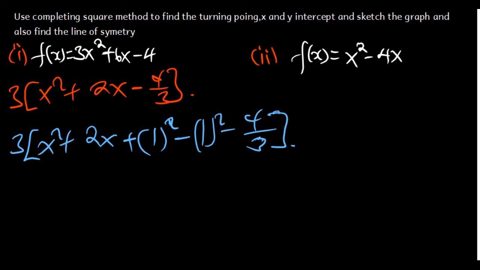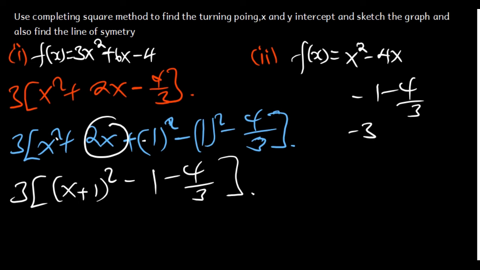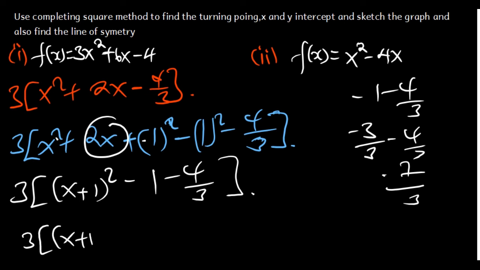Now from here, I know that I'm supposed to ignore this. I'm going to get this part and this part only. So I'm going to have 3 times x plus 1 squared, minus 1 squared is 1, minus 4 over 3. This is what we have. Now if we have negative 1 minus 4 over 3, it's the same as negative 3 over 3 minus 4 over 3, because negative 3 over 3 is negative 1. So this is going to give us negative 7 over 3. So this part is going to be 3, then x plus 1 squared minus 7 over 3.